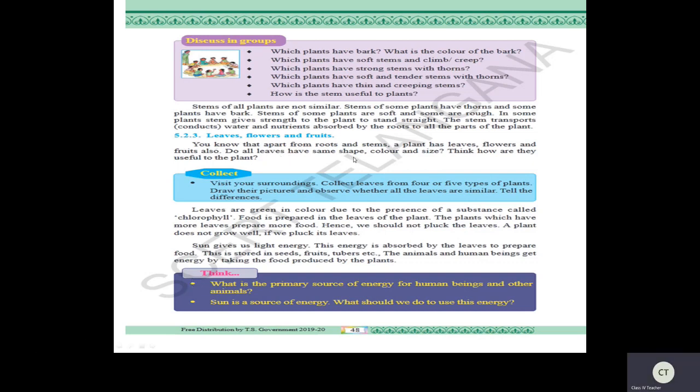You know that apart from roots and stems, a plant has leaves. These are the parts of the plants. You know very well about leaves, and plants also have flowers and fruits. Do all leaves have the same shape, color and size, children? You have studied about leaves in the earlier class, right, children? Have you noticed any difference in the shape of the leaves? Yes, they are different. They are not the same in all plants.